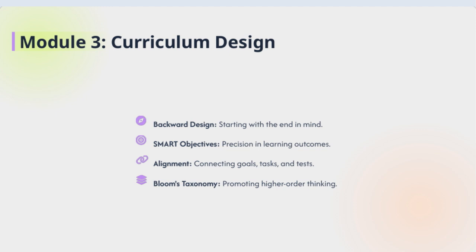In this session, we'll cover Bloom's taxonomy and how it promotes higher-order thinking, the importance of alignment in connecting goals, tasks, and assessments, as well as SMART objectives for clear learning outcomes. We'll also dive into backward design, which starts with the end in mind. This is Module 3, Curriculum Design, and I look forward to guiding you through these essential ideas to enhance your teaching practices. Let's get started.